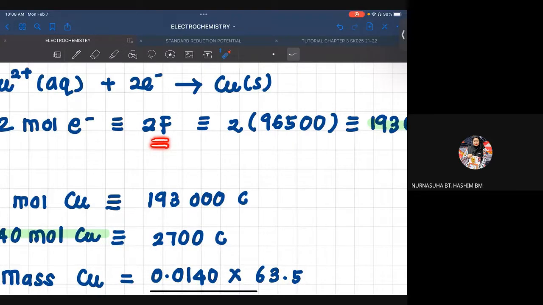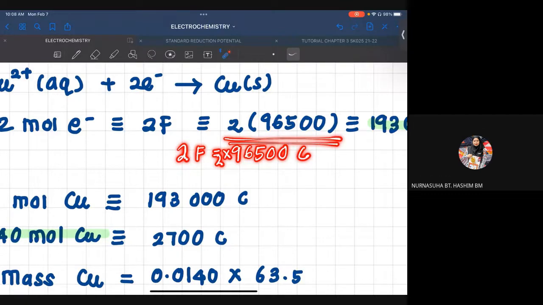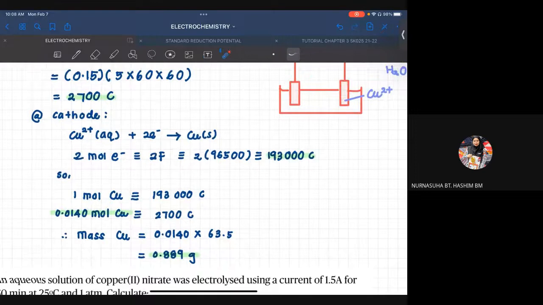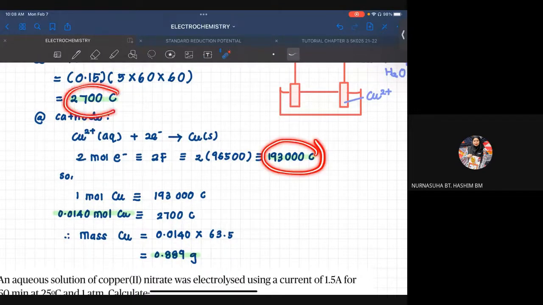Okay, 2 Faraday ni, kita convert pula jadi dalam coulomb. So kita tahu 1 Faraday corresponds to 96,500 coulomb. So kalau 2 Faraday, so times by 2 lah. Okay, that's why I times 2 over here. Okay, so last one we get 193,000 coulomb. Okay, so what is the difference between these two values?